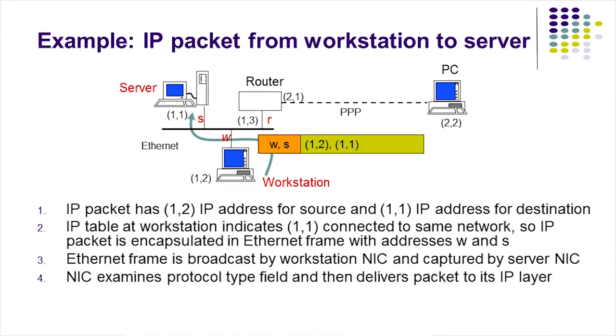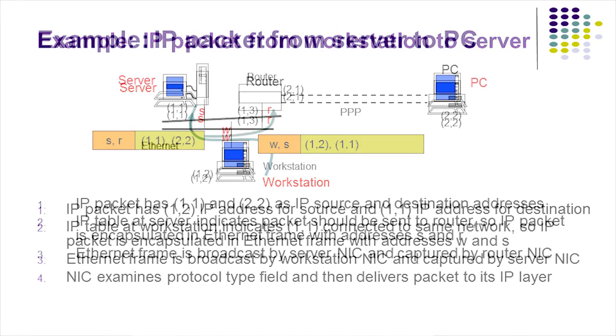The Ethernet frame is then broadcast over the LAN. The server's network interface card recognizes that the frame is intended for its host, so it captures the frame and examines it. It finds the protocol type field is set to IP and therefore passes the IP packet up to the IP entity. The communication from the workstation to the server is completed.